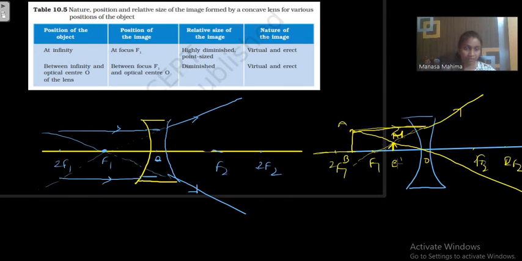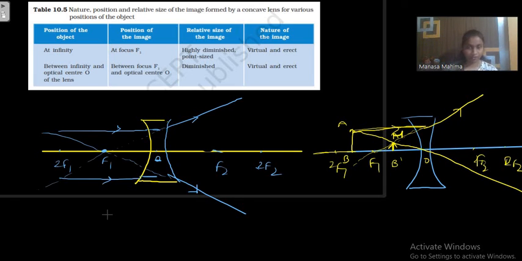O is the optical center. The image formed will be diminished. The size of the image is small compared to the size of the object, and it is virtual as well as erect. Why are we getting a virtual image? Because it is seen in front of the lens. If we are seeing the image in front of the lens, we call that kind of image virtual.